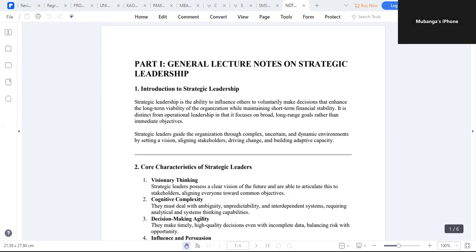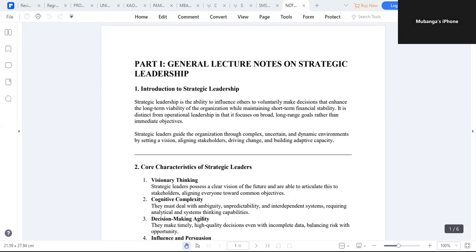So strategic leadership, in a nutshell, is relevant across all sectors, be it in government, be it in parastatal companies, be it NGOs, as well as academic institutions. Why? Because it enables institutions to maintain their relevance and to deliver on their mission and remain financially and socially sustainable. So we're going to look at the core characteristics of strategic leaders.